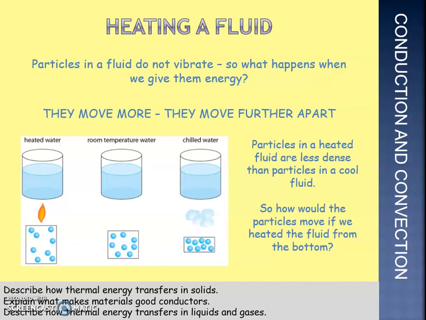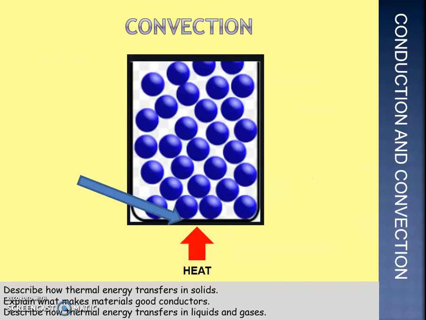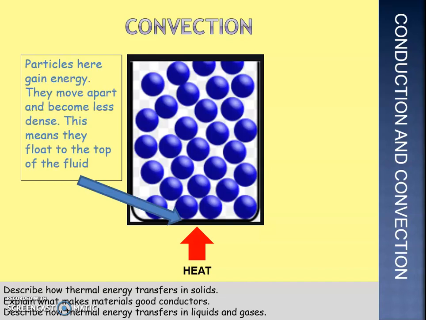So how would these particles move if we heated the fluid from the bottom of the vessel? This is what we call convection. If I heat from the bottom, the particles right at the bottom will gain energy. As we've just said, when particles in a fluid gain energy, they move more and they move further apart. So at the bottom of that vessel, the particles will become less dense.